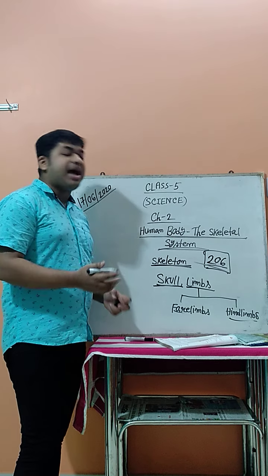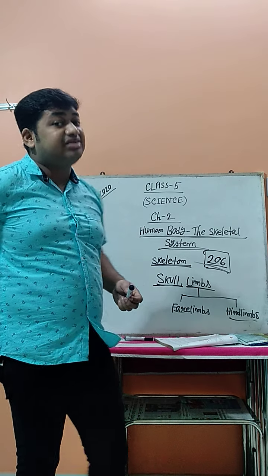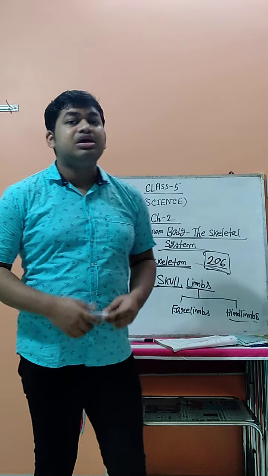And the third one is the backbone. That is the backbone, where we can stand straight. It maintains our body balance and keeps us straight. This backbone is known as the third part.